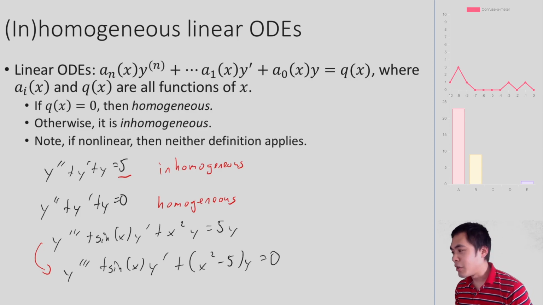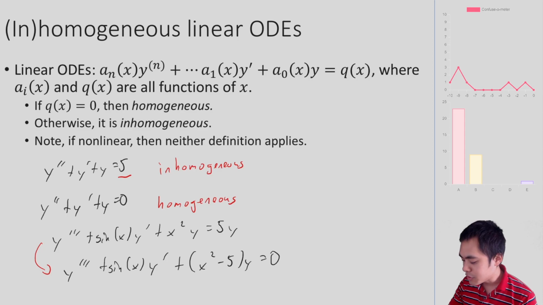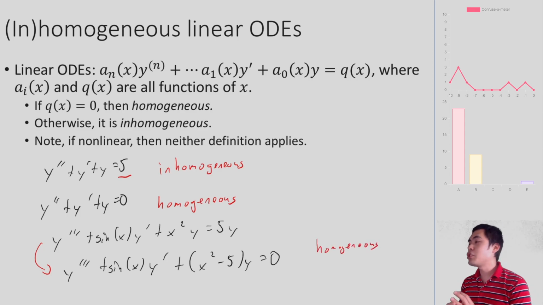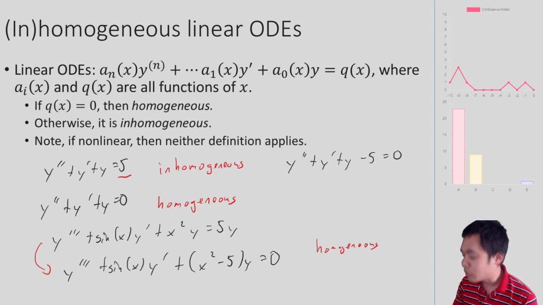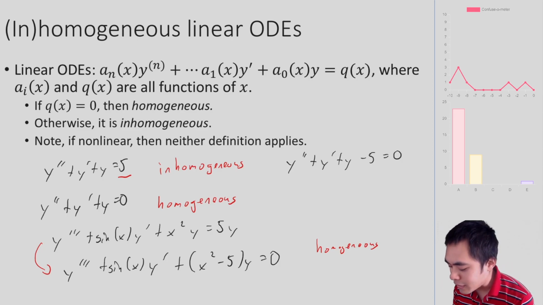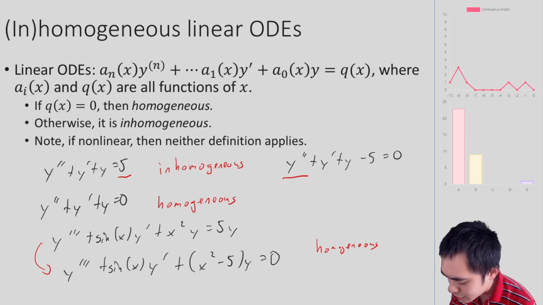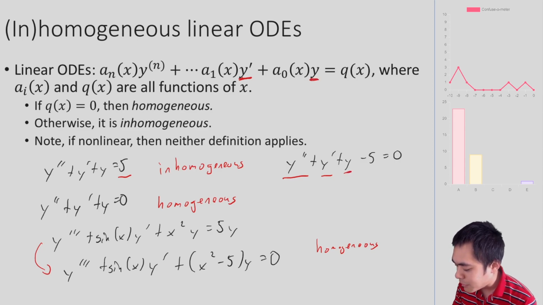Let me finish this. So this one here is homogeneous. Now there's the question of why you can't turn the first one homogeneous. The question is why is y double prime plus y minus 5? You can rewrite it that way, right? But now let's compare. Here this is the y double prime, so there is some y double prime over here. This y prime corresponds to the layer. This y corresponds to the layer. What does this minus 5 correspond to?